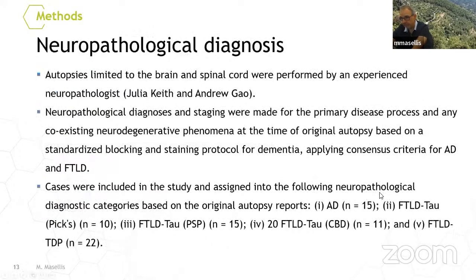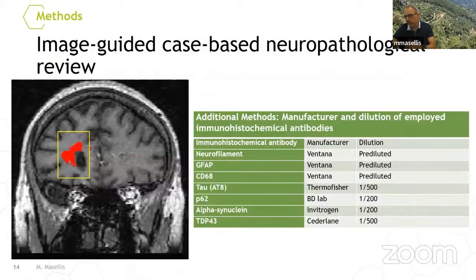In terms of our neuropathological diagnosis, this was done by Dr. Julia Keith and Dr. Andrew Gao, our neuropathologists here. Autopsies were limited to the brain and spinal cord and were performed by an experienced neuropathologist. The neuropathological diagnosis and staging were made for the primary disease process and any coexisting neurodegenerative phenomena at the time of the autopsy, using a standardized blocking and staining protocol for dementia and applying consensus criteria for Alzheimer's and FTLD. Cases were included in the study and assigned into the following diagnostic groups, and I'll go into the breakdown in the next couple of slides.